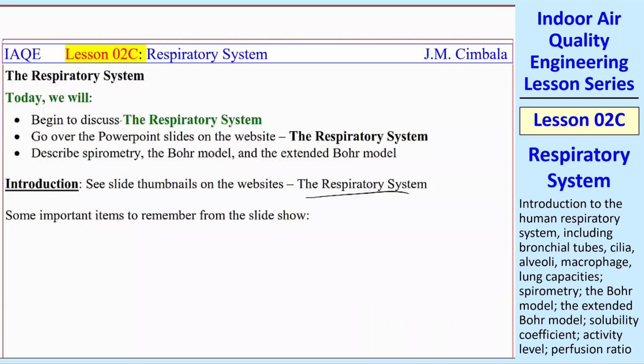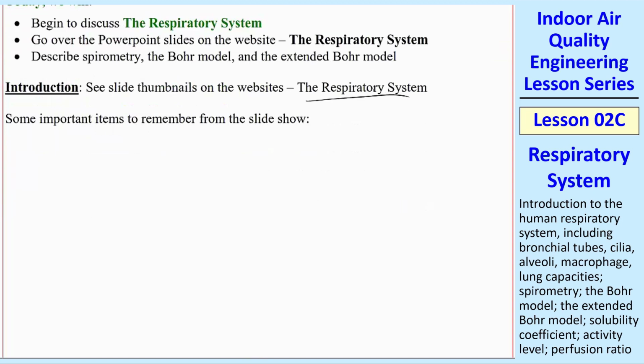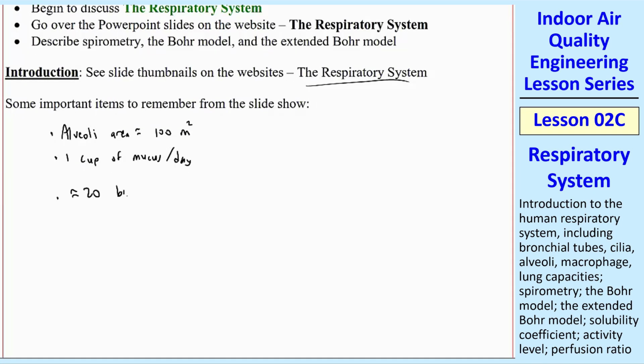I want to write down some of the important things to remember from this slideshow. Alveoli, the surface area, is approximately 100 square meters, about half a tennis court. You produce approximately 1 cup of mucus per day. There are approximately 20 branches in the bronchial tubes. You have your trachea, and then you start branching into the left and right lungs, and then these keep branching like I showed you on those pictures. That happens about 20 times. And then finally, when you get to the really tiny bronchial tubes, you have these alveoli, little sacs.